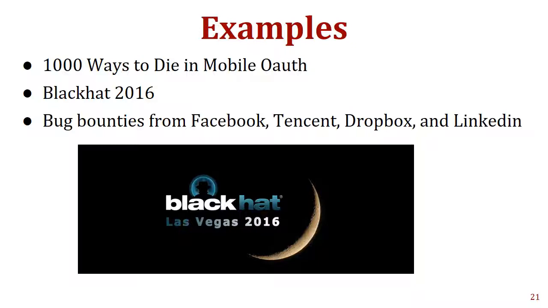And for this project, we got bug bounties from Facebook, Tencent, and many other companies that use mobile OAuth in their apps. And this project also has good impact. So that's what we are looking for in the course project.